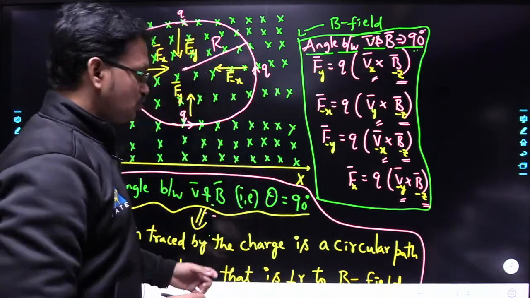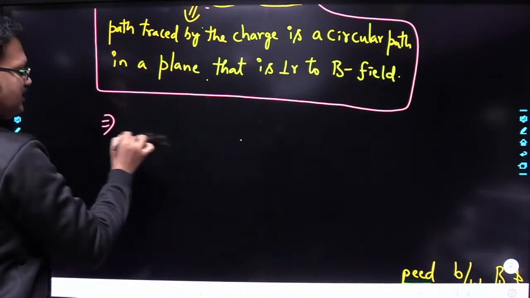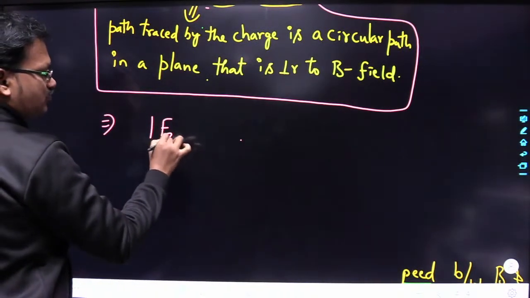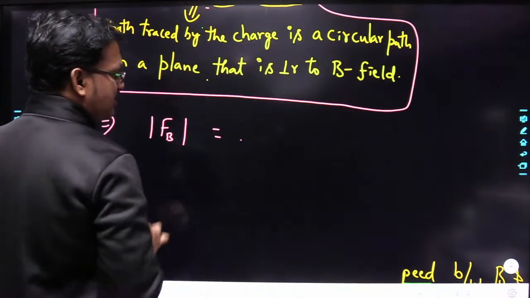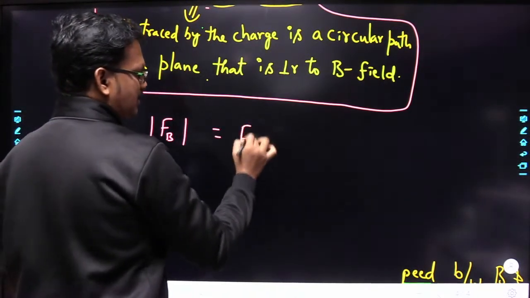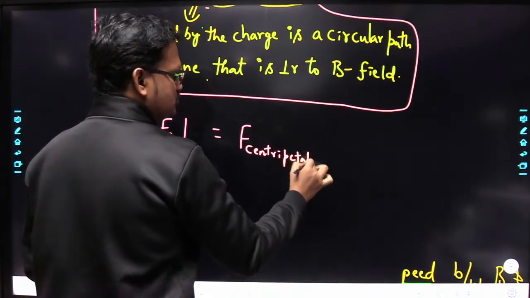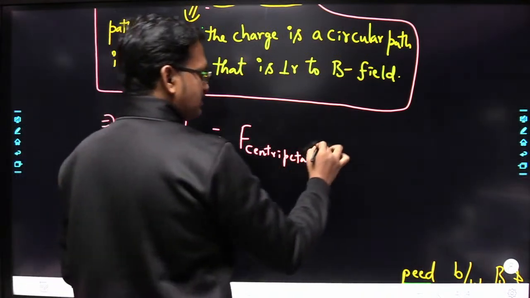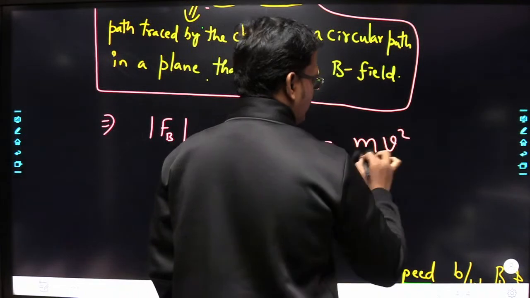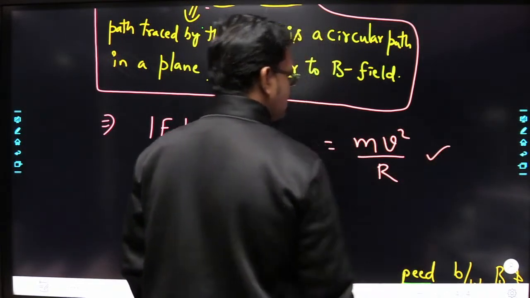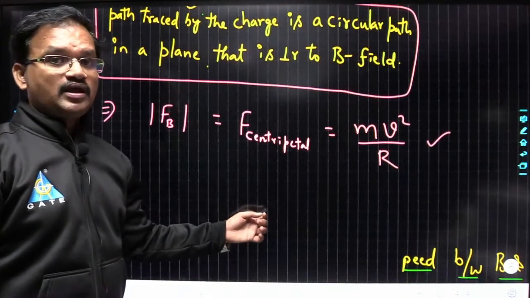Understood? So that means I can say the magnitude of the magnetic force is acting like a centripetal force. I am considering only magnitude here. And we know that the centripetal force is equal to mv square by r. So centripetal force is equal to mv square by r.